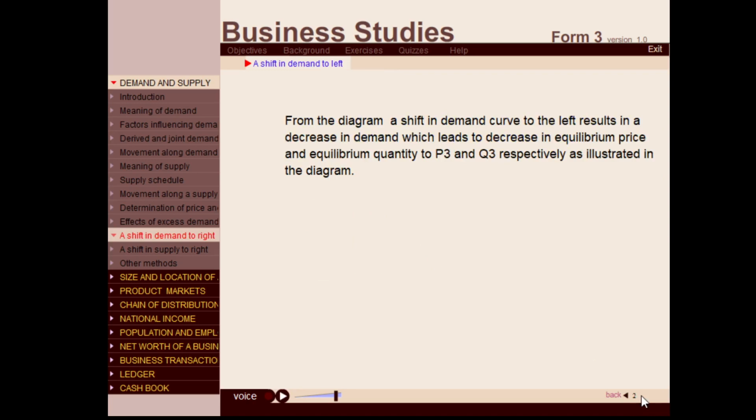From the diagram, a shift in demand curve to the left results in a decrease in demand, which leads to decrease in equilibrium price and equilibrium quantity to P3 and Q3 as illustrated in the diagram.